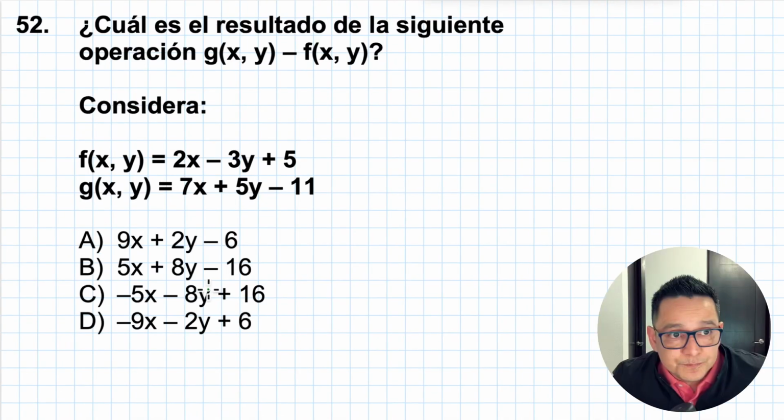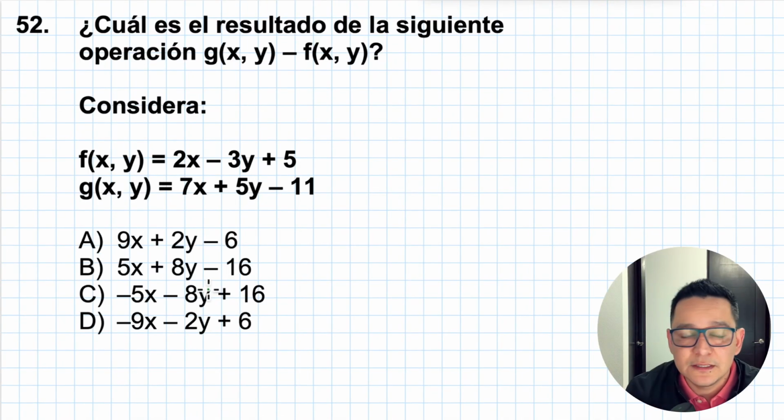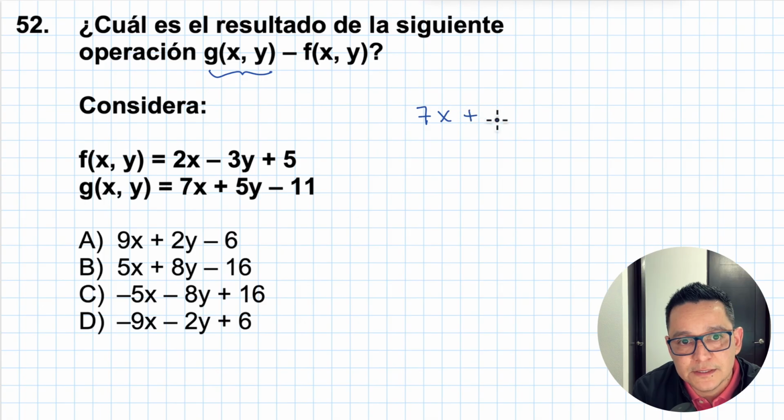Sorry, it says, what is the result of the following operation? G of x, y, minus f of x. That might seem really hard, but the truth is it's actually pretty simple. Since they're already telling us what g of x, y is, and they're also telling me what f of x is, I just arrange it. We put g of x, y, which is here, so I'm going to put 7x plus 5y.